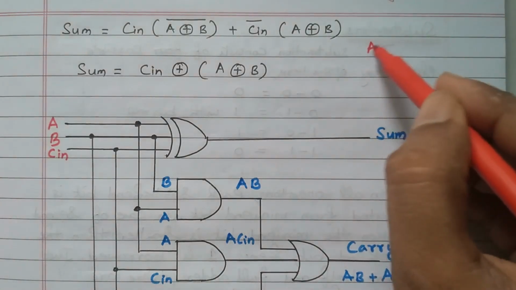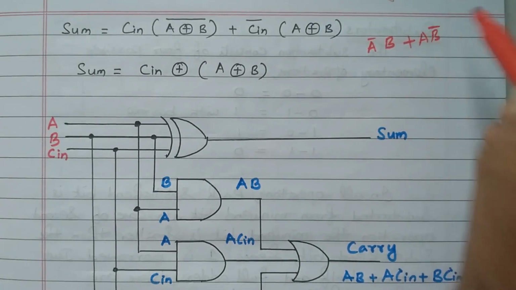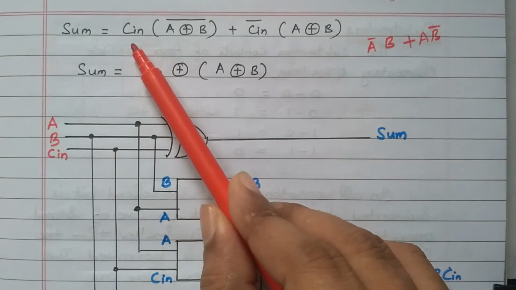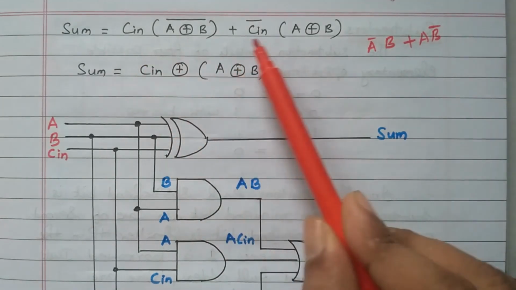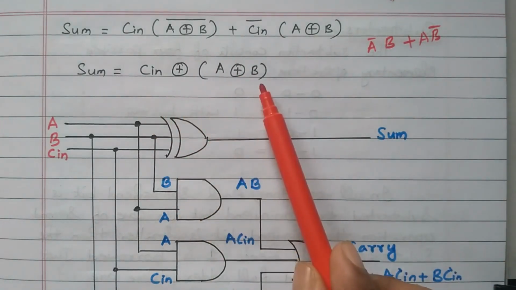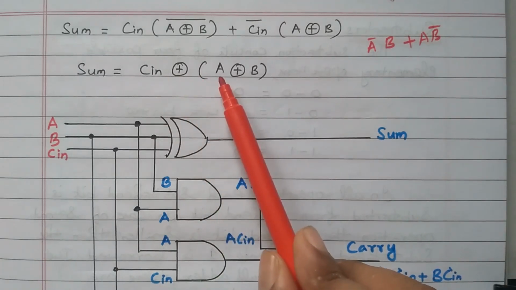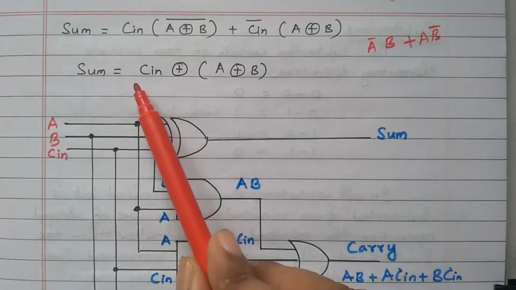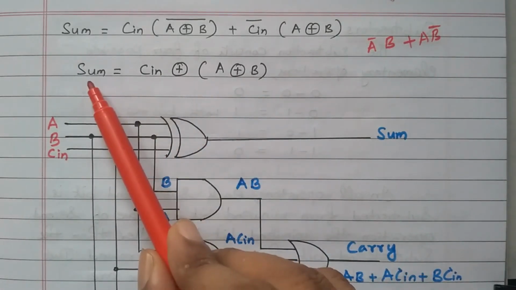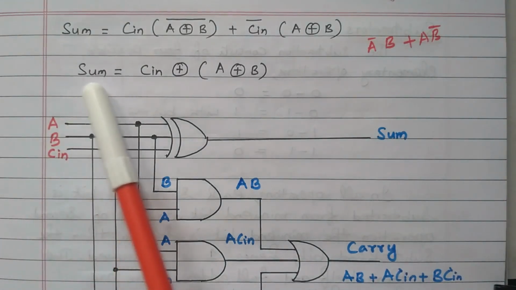So A bar B plus A B bar is nothing but the XOR gate. This is A available, A available here. This is B bar, this is A bar B, right? So that can be written as an XOR gate. This is A into XOR, and again here one more XOR is there, A into B. So by giving 3 inputs to an XOR gate, we can get the expression for sum. Now we got the simplified expression for sum.